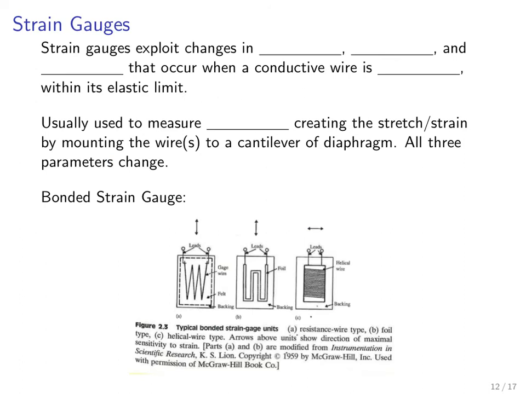Okay, let's move on to strain gauges. Strain gauges are devices that essentially comprise a set of wires that get stretched somehow, and they exploit changes in the wire's conductivity, rho, their length, and their area that occur when the wire is stretched within its elastic limit. They are usually used to measure the force creating the stretch by mounting the wires to some cantilever or diaphragm. Sorry, that should be an or. All three parameters, rho, L, and A, will change as the wire stretches.